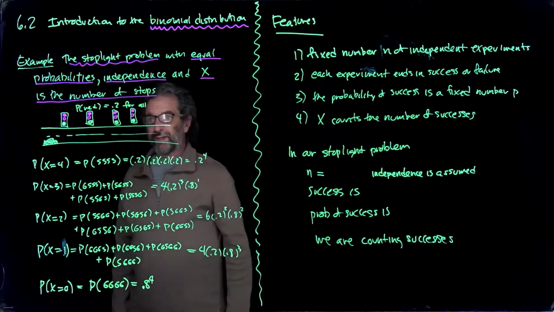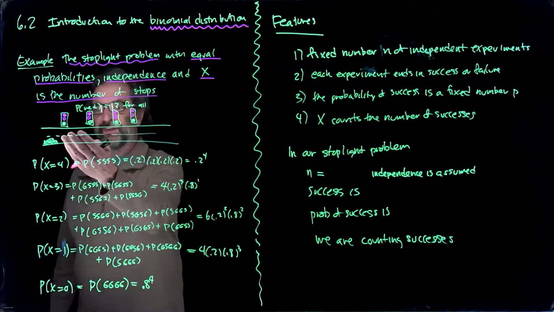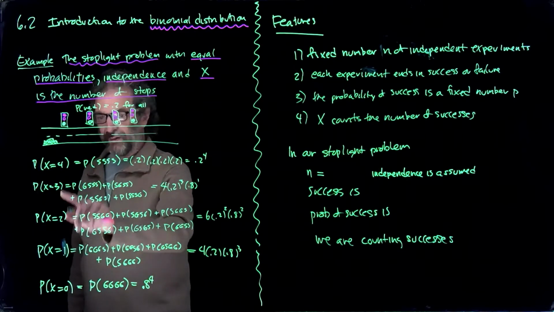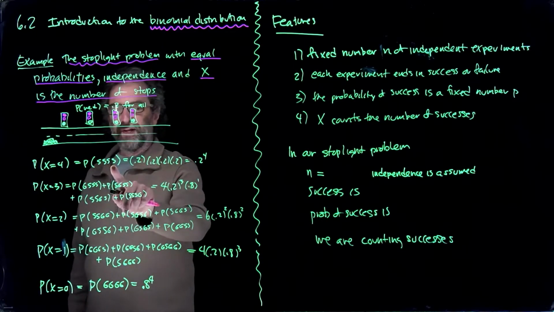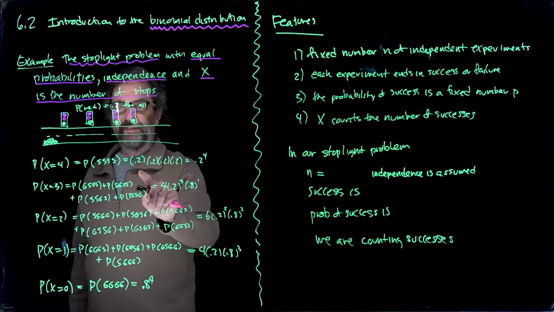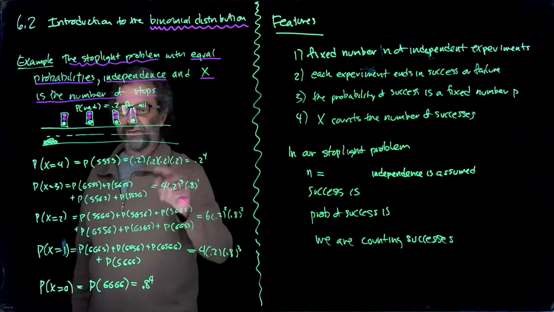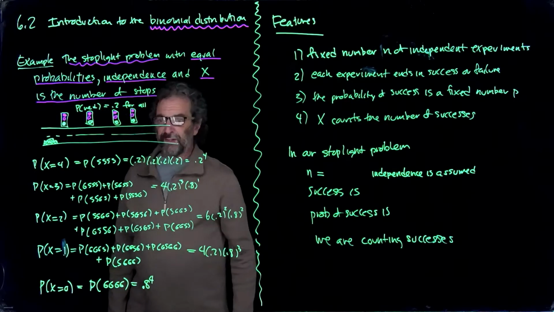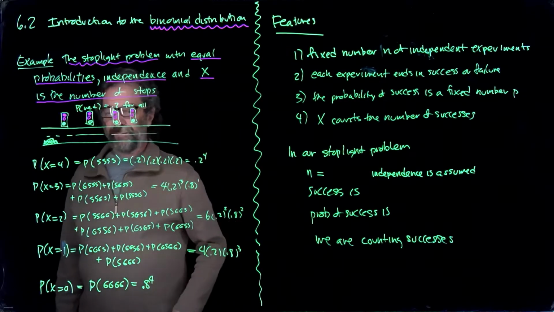And then we can figure out the possible values for x. There's 4 lights, so you can stop 0 to 4 times. Here's the number of stops: 4, 3, 2, 1, 0. To stop 4 times, you have to stop at all the lights. That's the only way. So its chance of stopping is 0.2 times 0.2 times 0.2 times 0.2, 0.2 to the 4th. And then for x to be 3, that's 3 stops in one go.